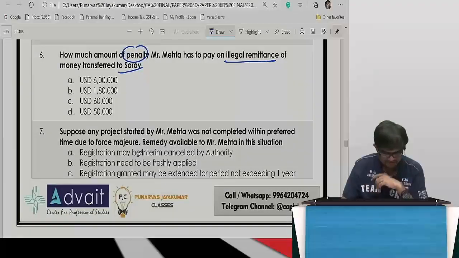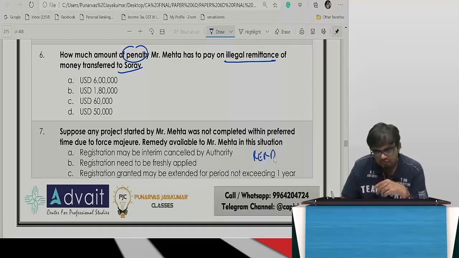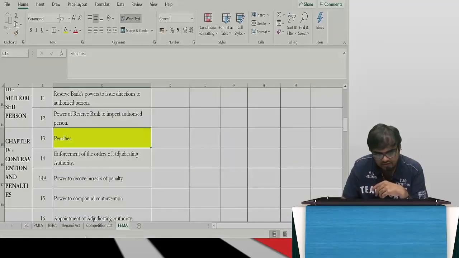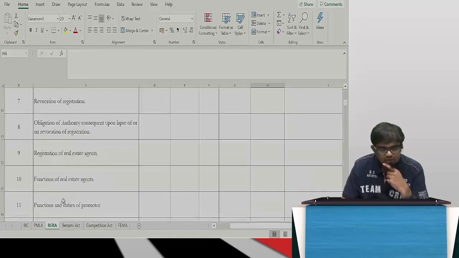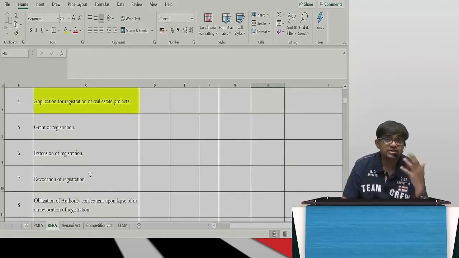Right? Next, 7. Suppose a project is started which is not completed due to force majeure and all those things. This is again RERA. Automatically try and map where it comes under the mapping. Force majeure, etc. What happens? So that talks about extension of registrations.